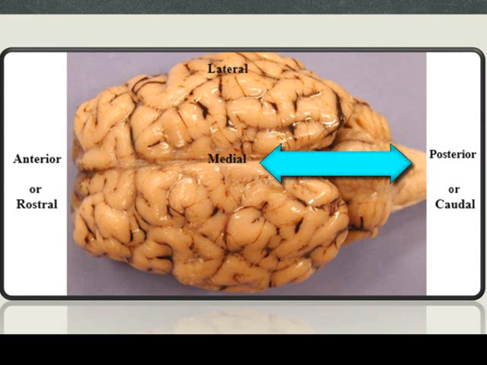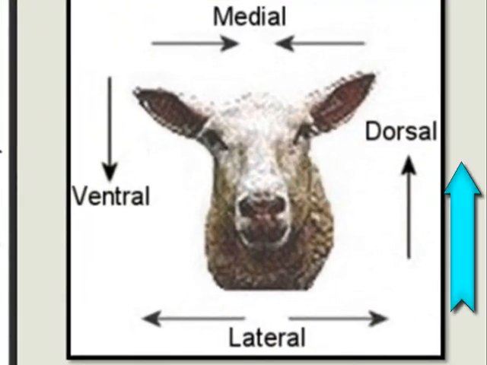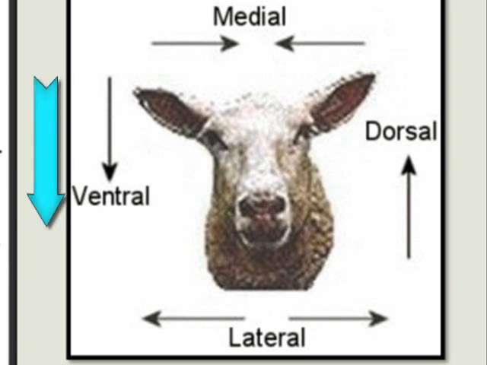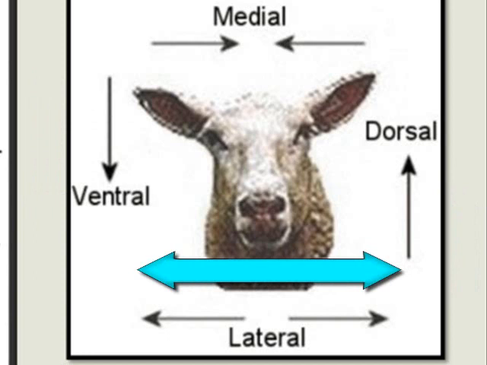Medial is at or towards the middle. Dorsal means on top. Ventral means the bottom. Lateral means from side to side.